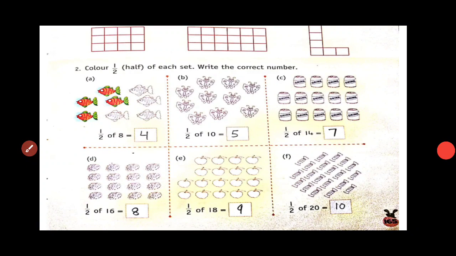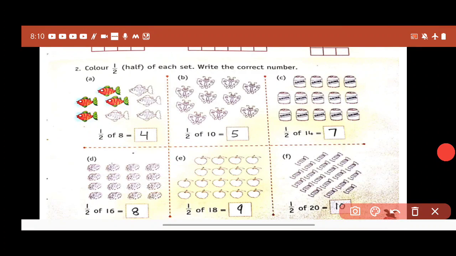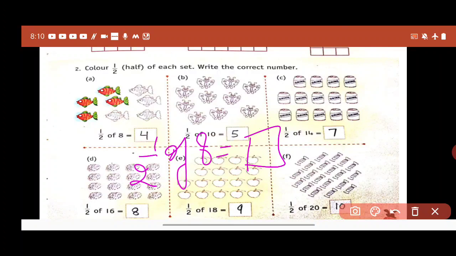Coming on to the next question. Color half of each set. Again, there are some images given to us and we have to color the half of each set. The first one has been done for us. Half of 8. Children, half of 8. We have to write the number in the box. First of all, let's count how many fish are there.